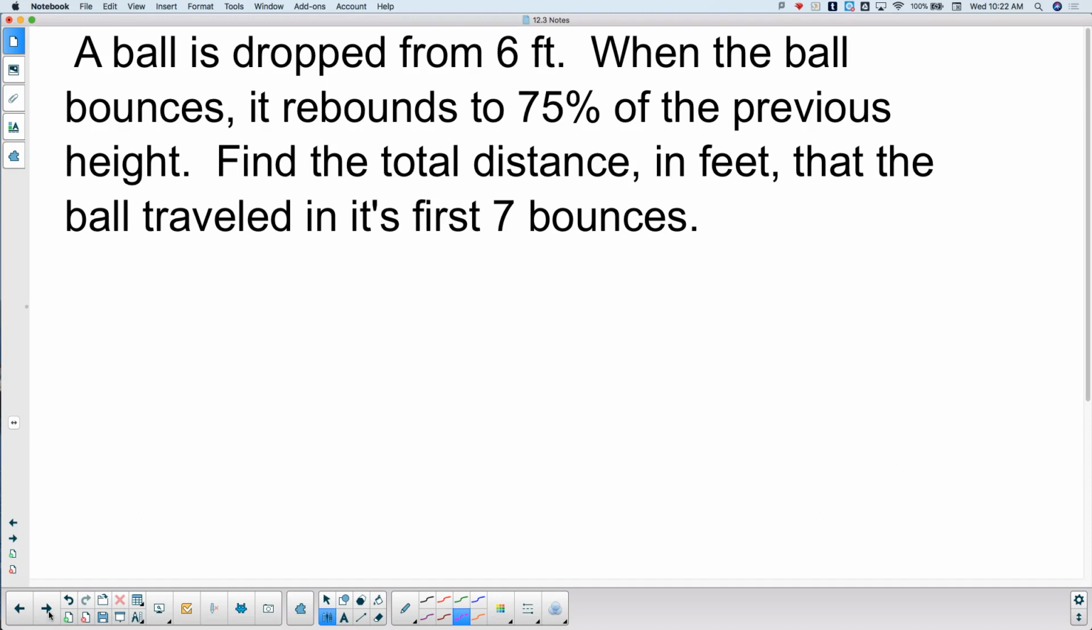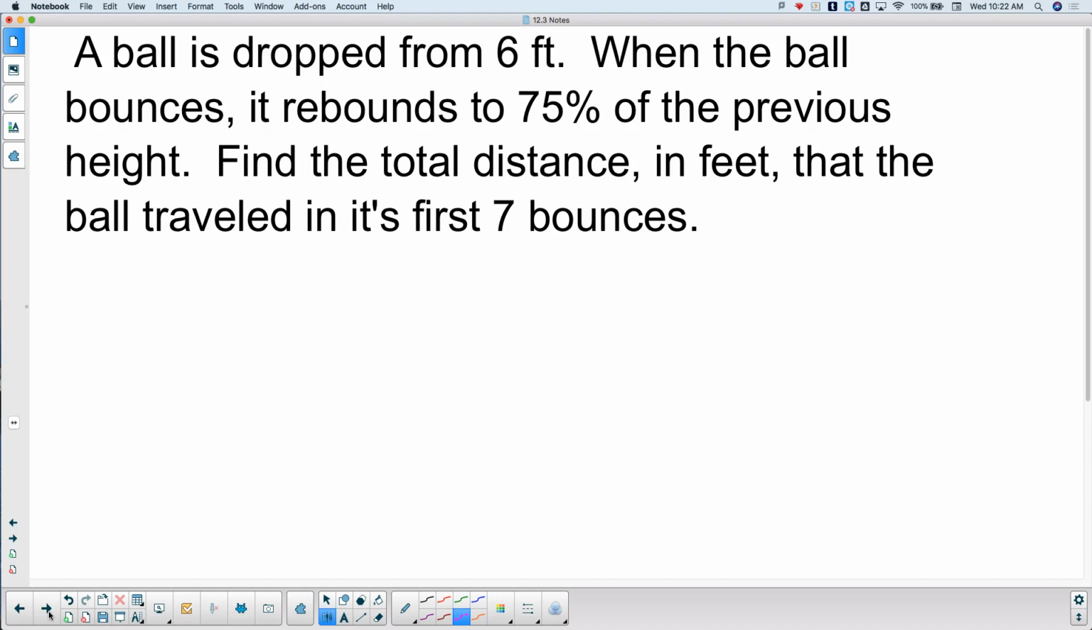All right. So a ball is dropped from 6 feet. If we drop a ball from 6 feet, what's going to happen to the ball? It's going to go down. It's going to hit the ground and come back up. Is it going to come back up to 6 feet? No. Okay? Because gravity takes a hold of it.